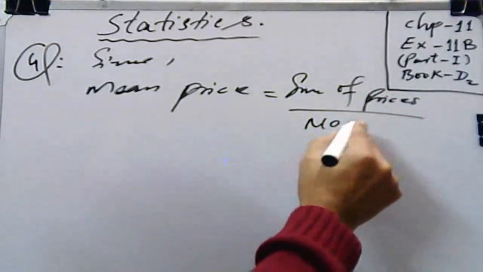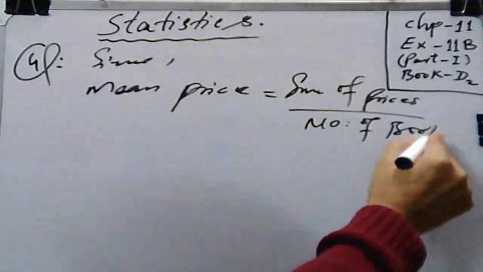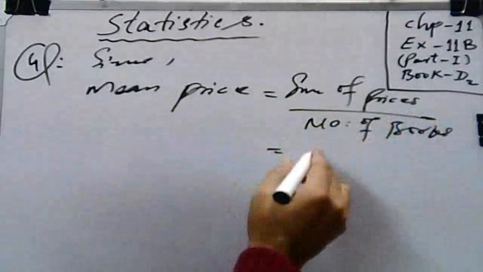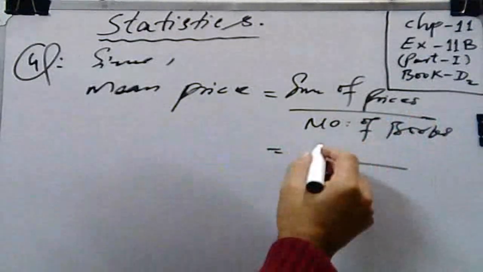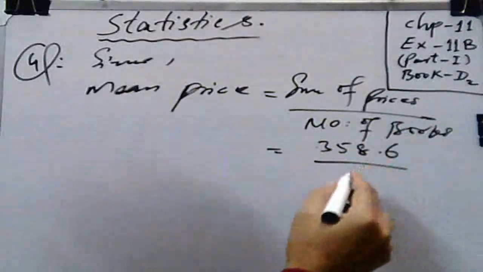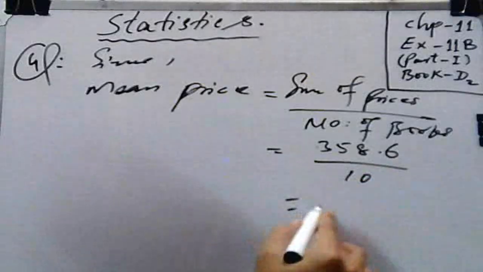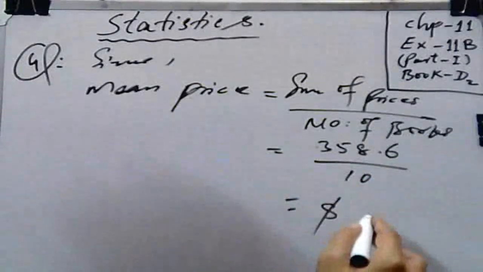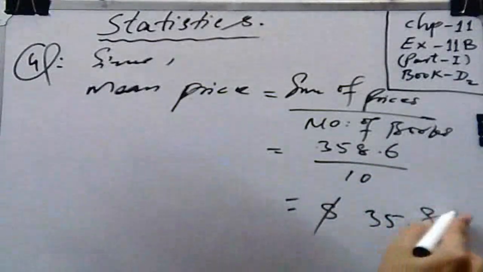By simple division you can get this. The sum of prices is 358.6, divided by the number of books, that is 10. So divide, you will get $35.86 as your required result.